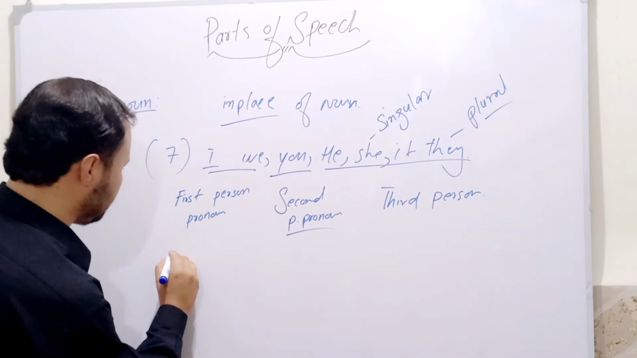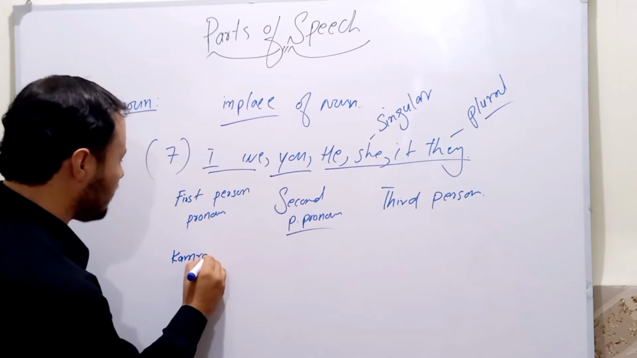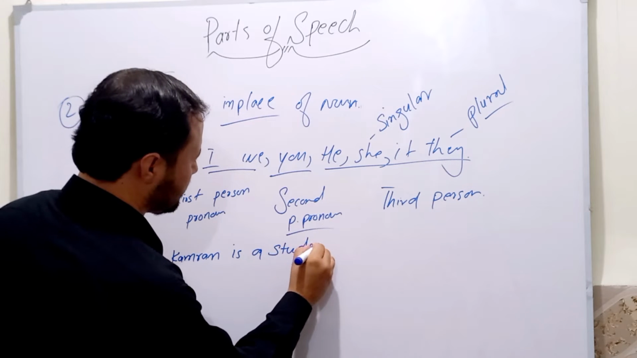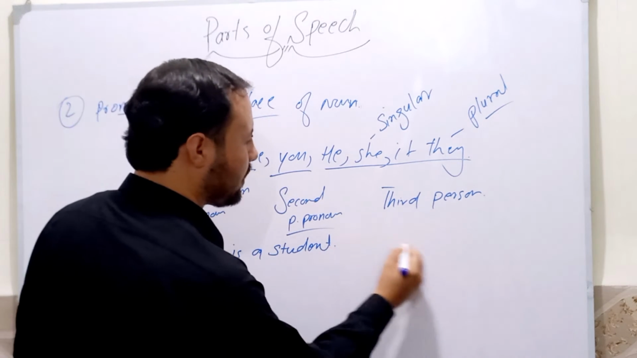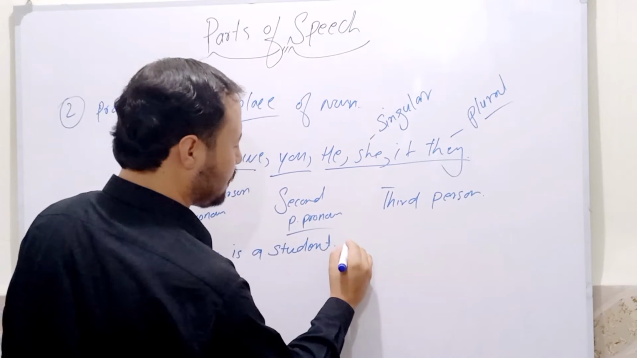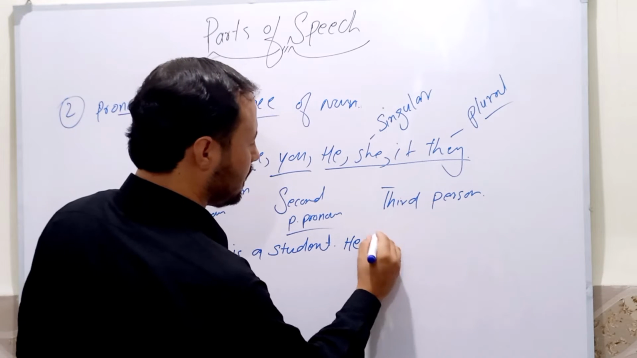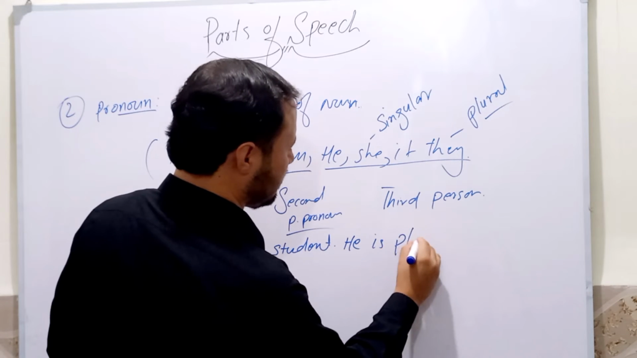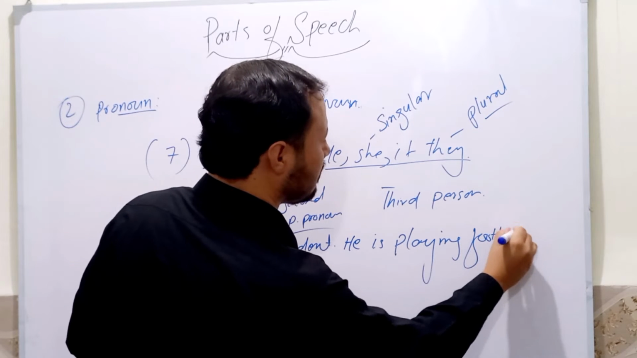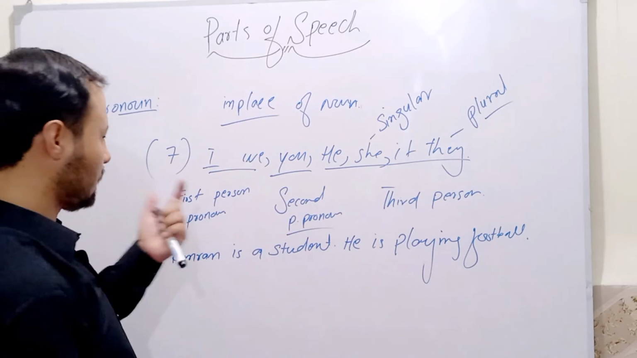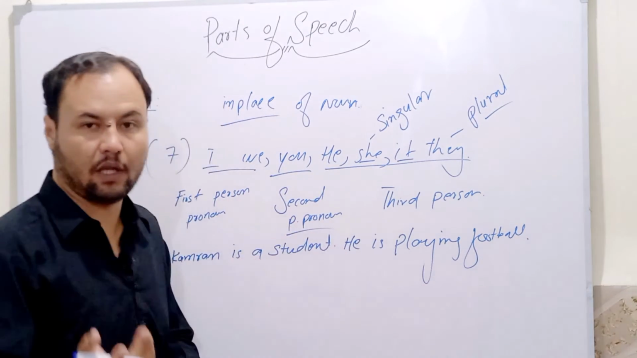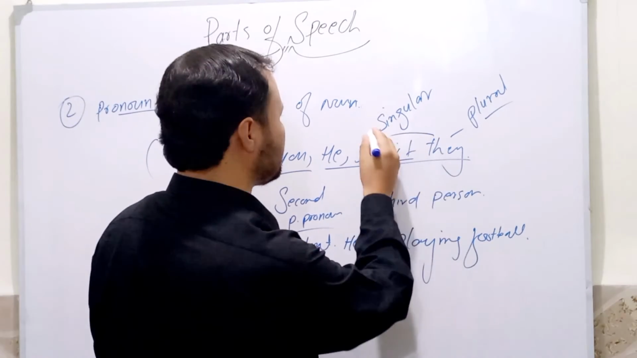For example, I will say, Kamran is a student. Again, if I should say Kamran plays football, it looks a bit awkward. So in place of that, we use a pronoun. He is playing football. Same, for example, she we use for the female, it we use for things and animals, and they we use for persons, plural.